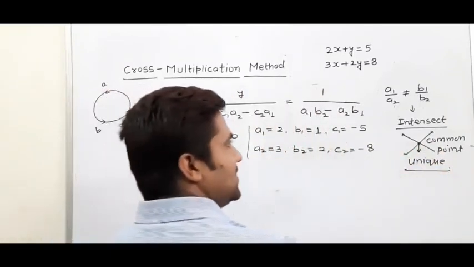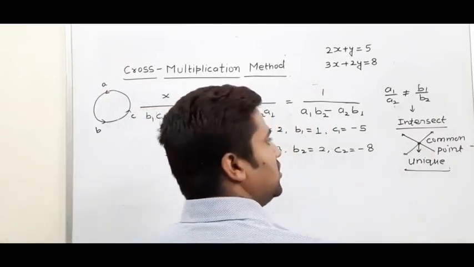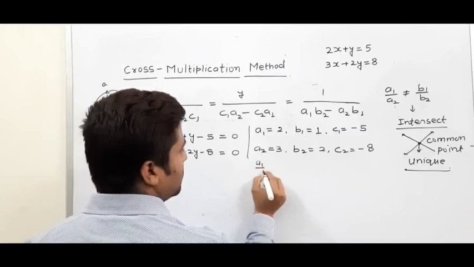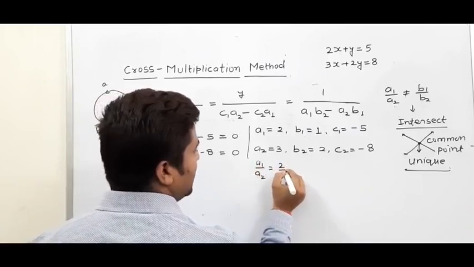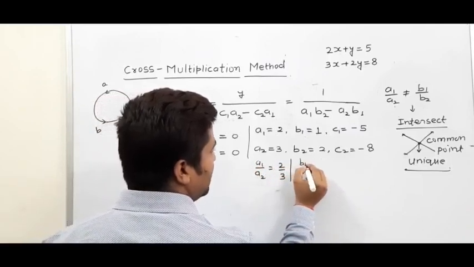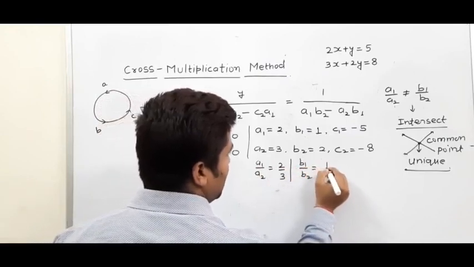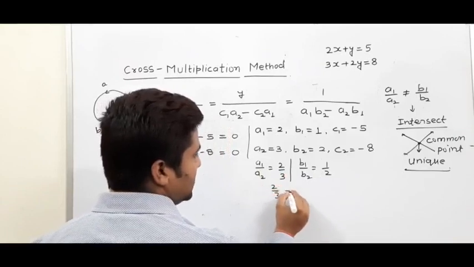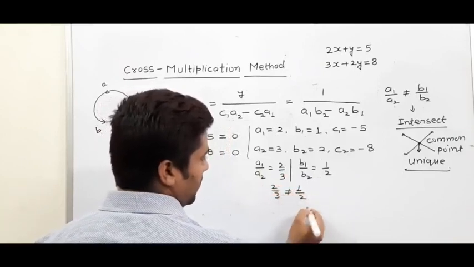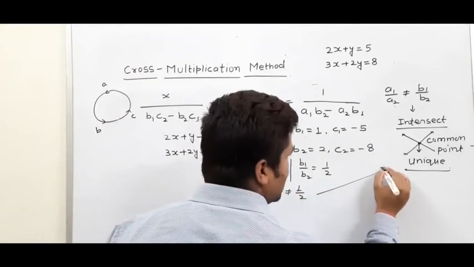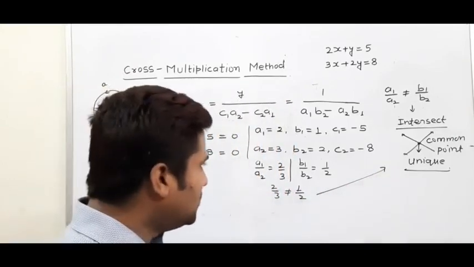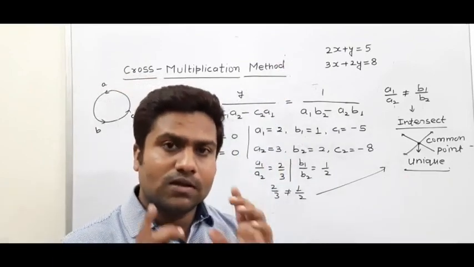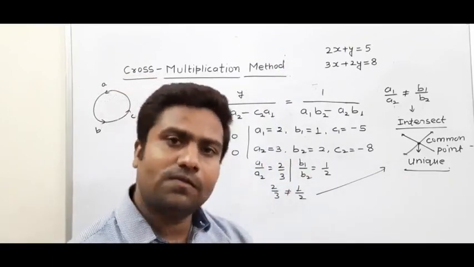Okay, so let us check whether it is possible to find the unique solution or not. So compare the ratios, that is a1 by a2, that is 2 by 3, and the value of b1 by b2, that is 1 by 2. On comparing these two ratios, what we are getting here is 2 by 3, which is not equal to 1 by 2. Okay, and it is indicating towards this situation that both the lines, both the pair of equations, because this is also known as the equation of a line as well.